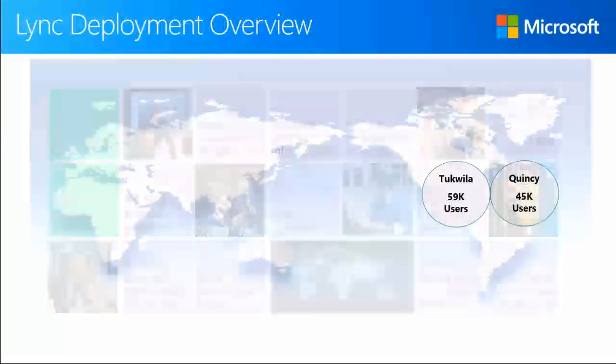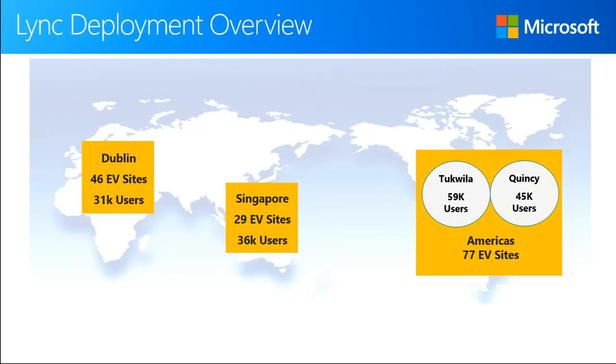Let's talk a little bit about our Lync deployment and our overview of where we are. I'll talk a little bit about our topology, where we were talking in our breakout specifically. We've got 4 data centers. We have 2 in the Americas. One is based in Tukwila, which is where the Seattle-Tacoma Airport is, just above it. And the other one's Quincy, which is actually in central Washington.